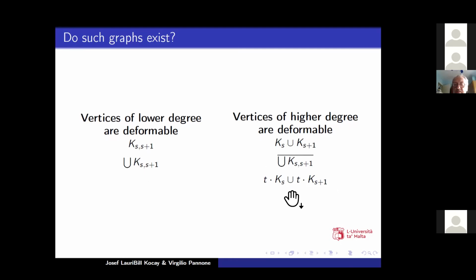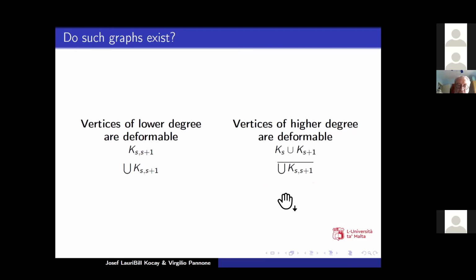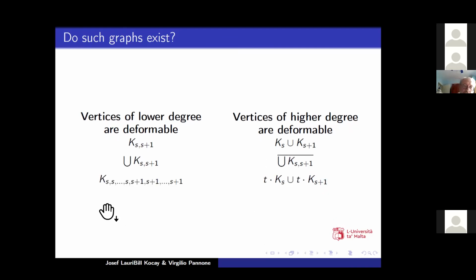You take the complement of this, and you will get the complete bipartite graph K_{S,S} and K_{S+1,S+1}. And again, now we have that every vertex in here, the vertex of lower degree, is deformable. And you can go on like this and generate graphs of that type in this way. And this leads to a bold conjecture.